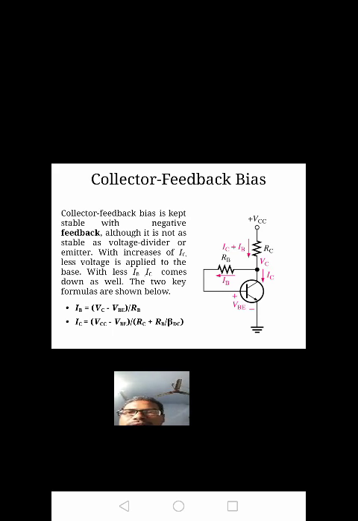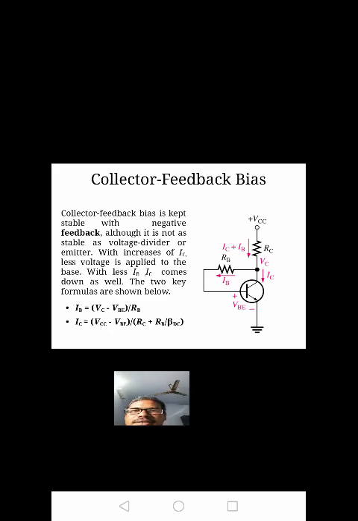Similarly, collector feedback bias. In collector feedback, bias is kept stable with negative feedback, although it is not as stable as a voltage divider or emitter bias. It should be stable with the help of negative feedback only.